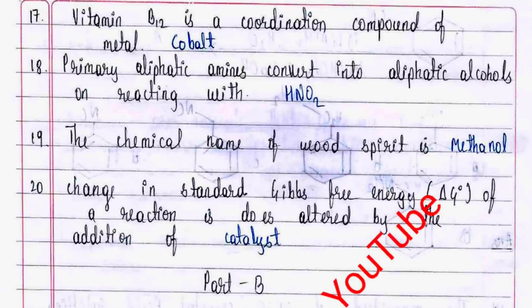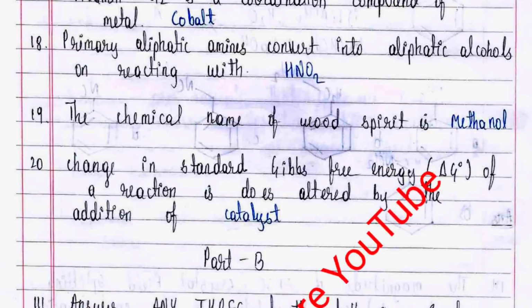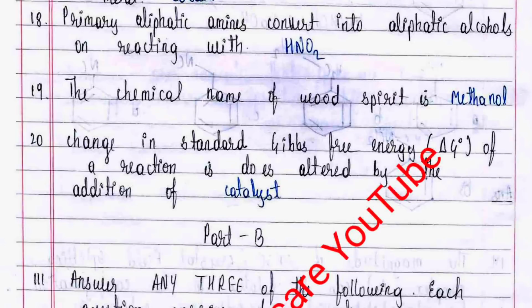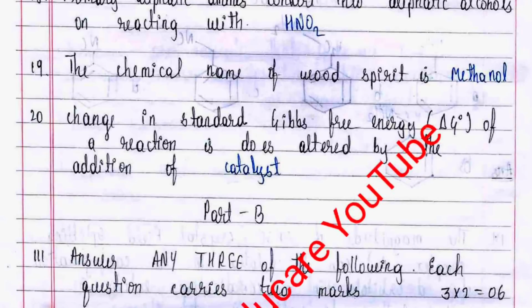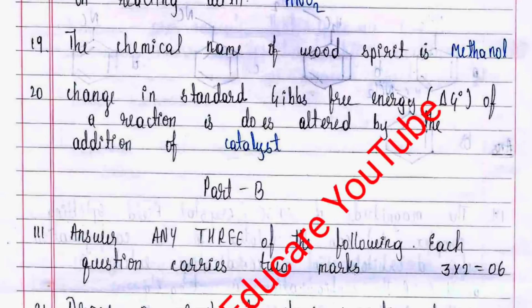20. Change in standard Gibbs free energy, delta G naught, of a reaction is thus altered by the addition of, and the answer is catalyst.